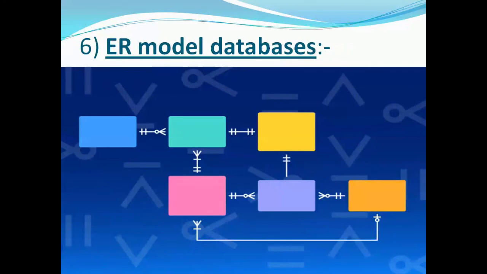Next is the ER model database. An ER model is typically implemented as a database. In a simple relational database implementation, each row of a table represents one instance of an entity type, and each field in a table represents an attribute type. In a relational database, a relationship between entities is implemented by storing the primary key of one entity as a pointer, or foreign key, in the table of another entity.